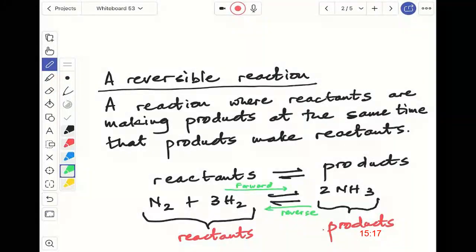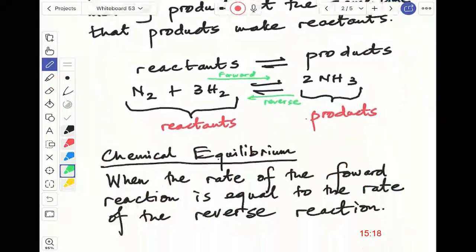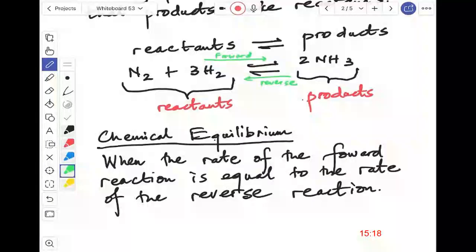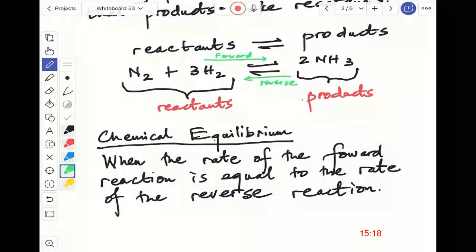Knowing that a reaction can be reversible, in fact most reactions in nature are reversible, I want to introduce a concept called chemical equilibrium. And that happens when the rate of the forward reaction is equal to the rate of the reverse reaction. What that means is that the nitrogen and hydrogen is making ammonia just as fast as the ammonia is breaking up to form nitrogen and hydrogen.